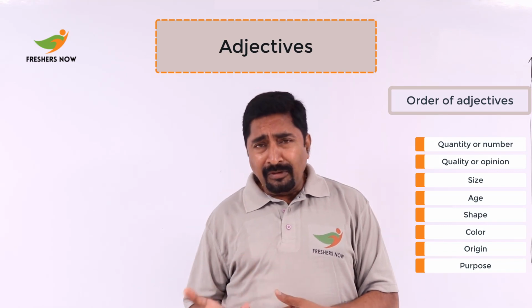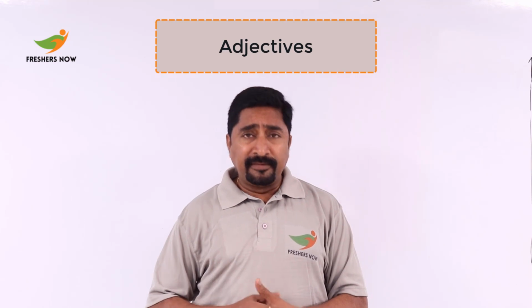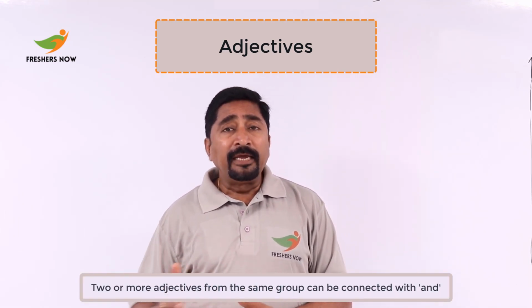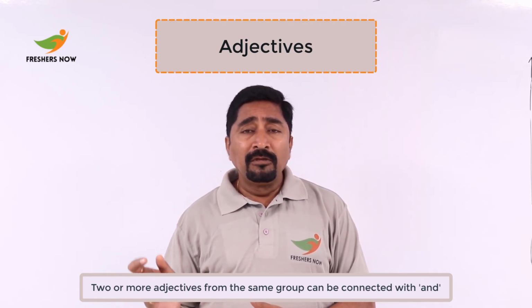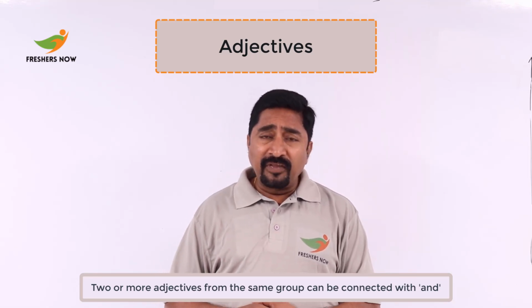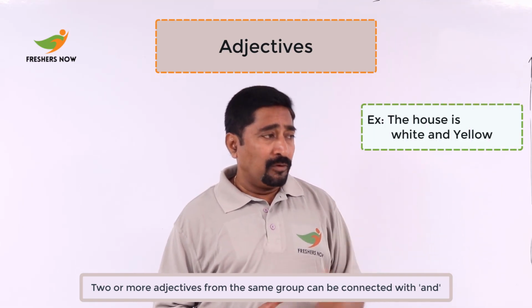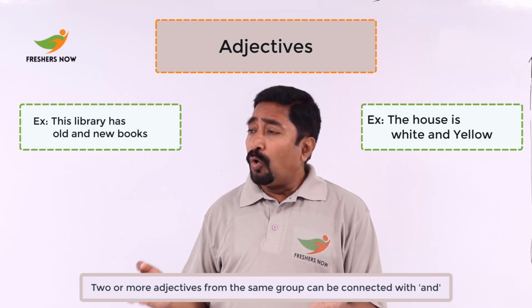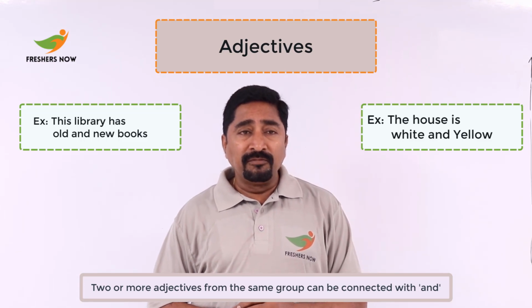So, when there are two or more adjectives, even with a comma, we can connect them with a word called "and." That is a conjunction. With that we can use them. For example, the house is white and yellow. And also I can say, this library has old and new books. This is how we can use them.